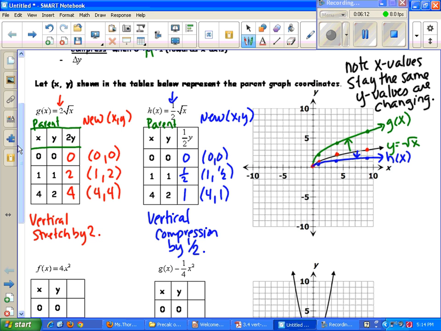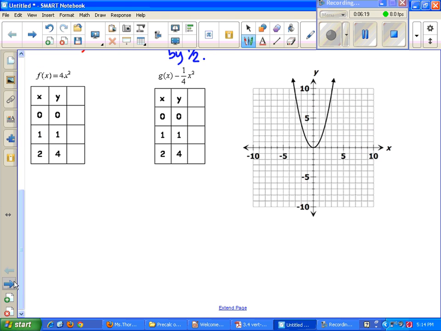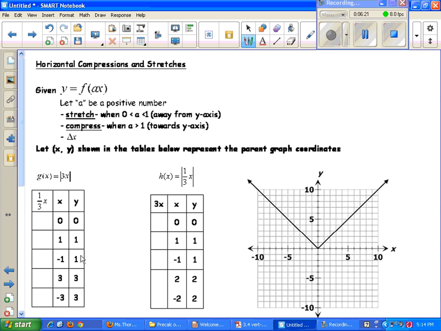All right, so let's go ahead and take a look at the next graph, and we'll do that one in class. So we're going to go to the next page and look at horizontal compressions and stretches. The difference is now, notice that a value that we have for the function y equals f of ax, notice that a is attached to our x. Since it's attached to our x, that's what tells me I have a horizontal compression or stretch depending on what the a value is equal to.